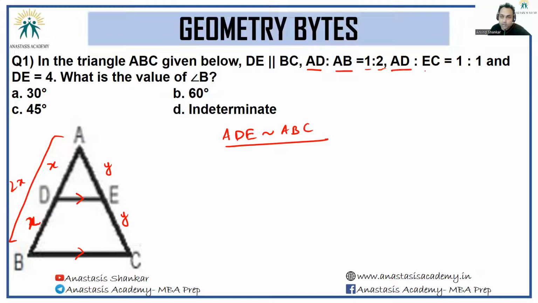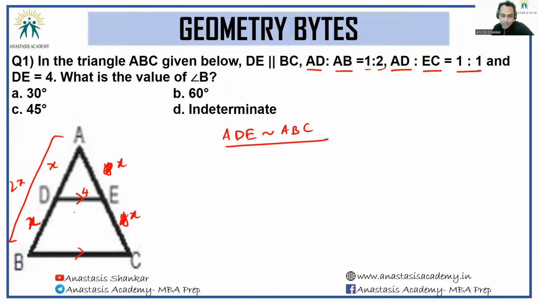Next, we are told AD is to EC is 1 is to 1, which would mean this is also X, and correspondingly this is also X. So by now we are sure that ABC is an isosceles triangle. This much we know. And DE is equal to 4.